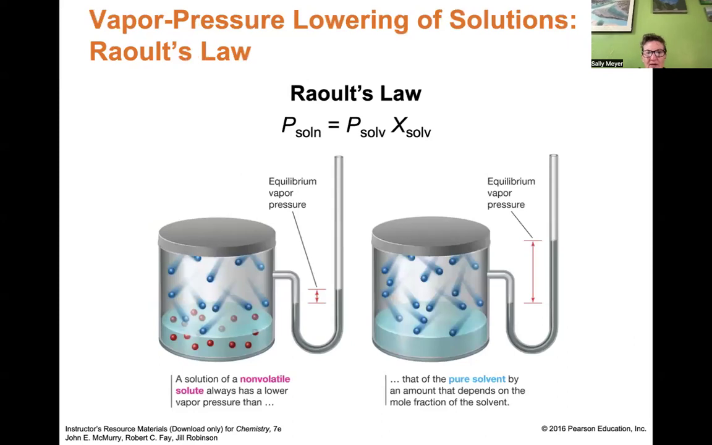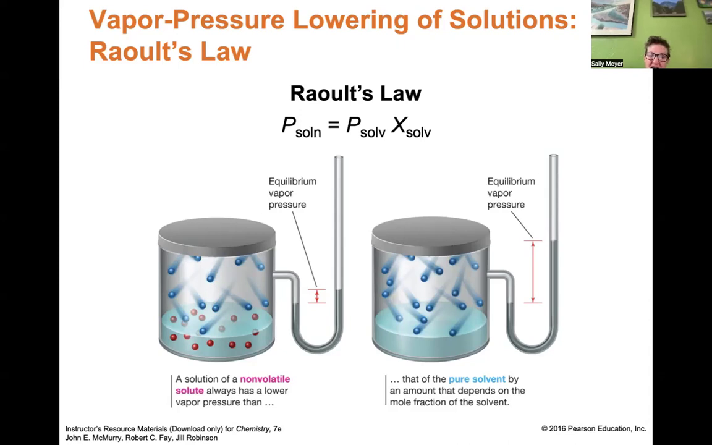The first one is vapor pressure lowering. It makes sense that if you have a solution, the pressure above due to any component is going to depend on the concentration in the solution. If you start out on the right with a pure solvent, you have a certain amount of vapor up above and you can measure the pressure.